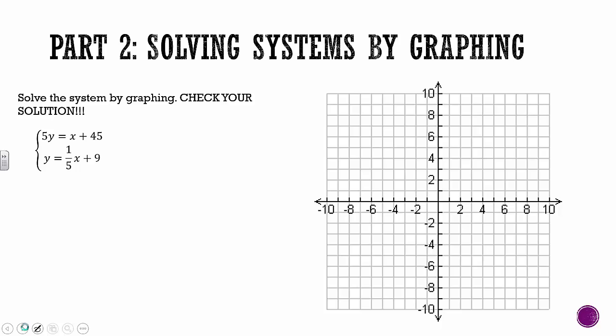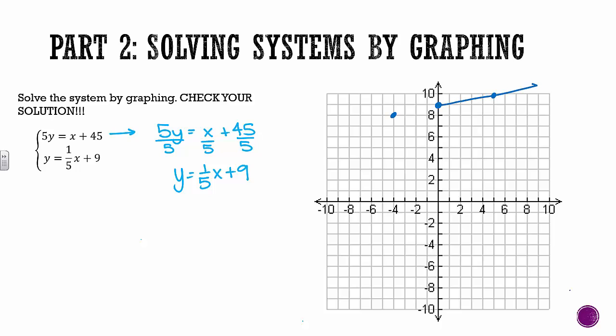The first one is kind of in y equals mx plus b form, but it's definitely not in standard form. So what I'm going to do is turn this into y equals mx plus b. Divide this by 5, divide this by 5, and that too. I get y equals 1/5 x plus 9. So if I go to graph this, I'm going to start up at 9, go up 1 over 5, and I can even go down 1 and backwards 5. Connect my dots.